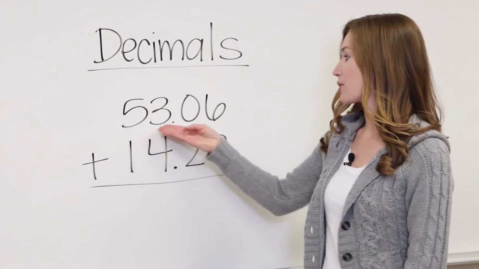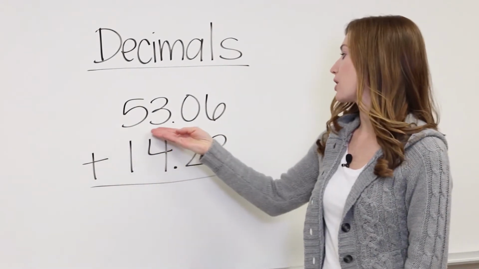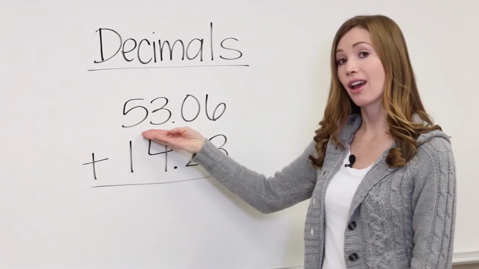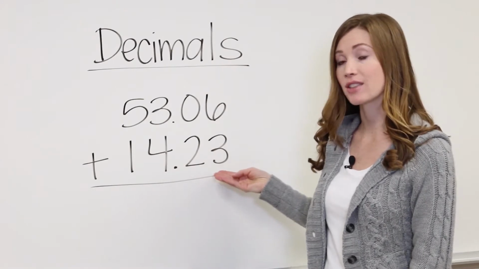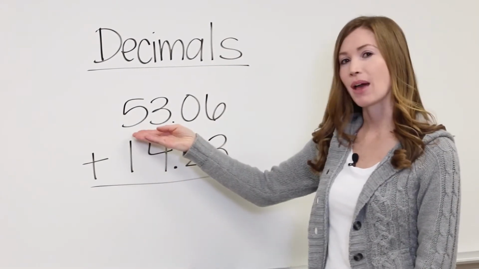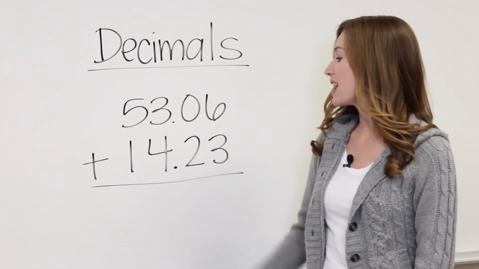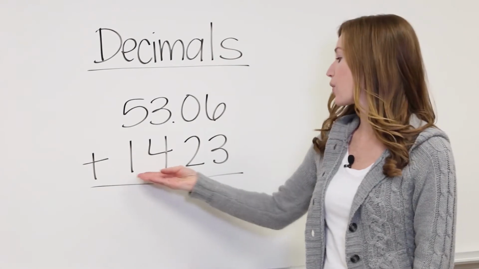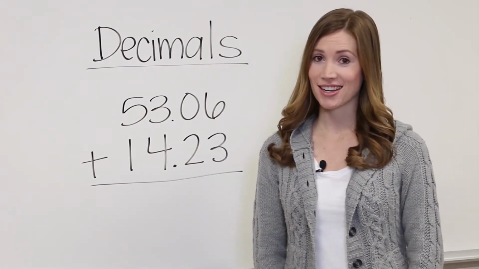If you said 53 and 6 hundredths, you're correct. Our whole in 53 and 6 hundredths is 53, which is larger than our whole in 14 and 23 hundredths, which is 14. It's just like saying that a video game that costs $53.06 is more expensive than a used video game that costs $14.23.